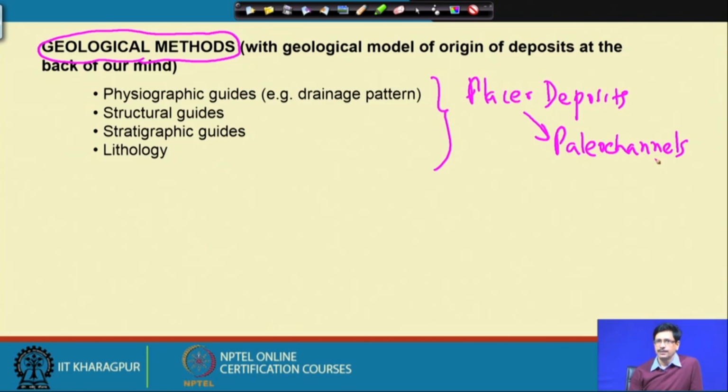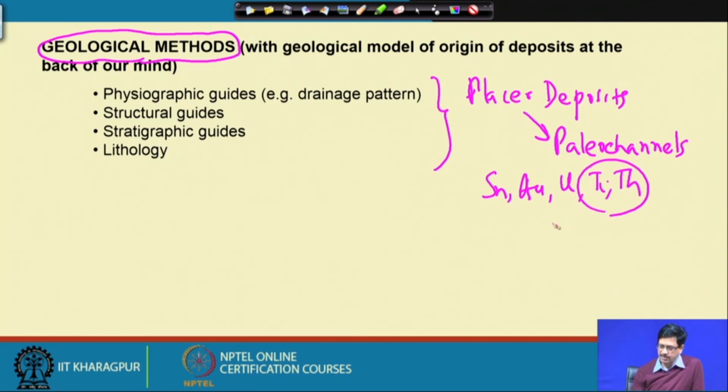And we know placer deposits are essentially of minerals like tin, tungsten, gold, uranium, and even titanium, thorium, which are essentially beach placers, and this tin, tungsten, gold, these are the alluvial type of placers which they form. So, if we are looking for alluvial placers, then we have to look for paleo channels, and paleo channels will make some very well identifiable geomorphic features or physiographic features, which could immediately be thought of, which is what we mean by a physiographic guide.